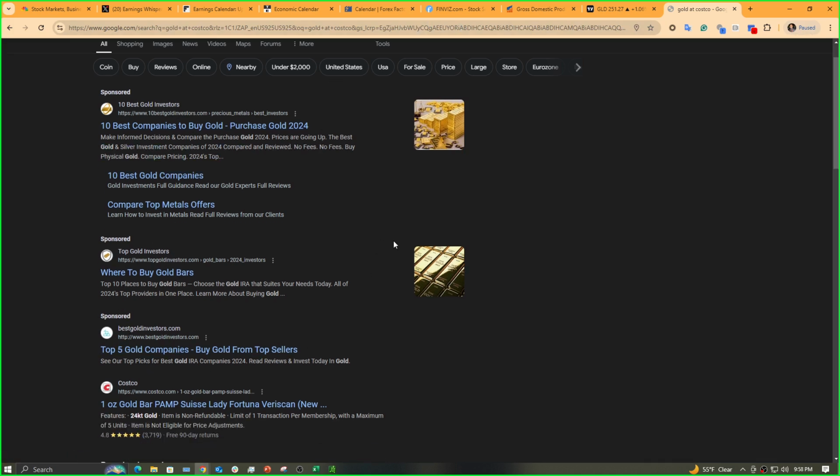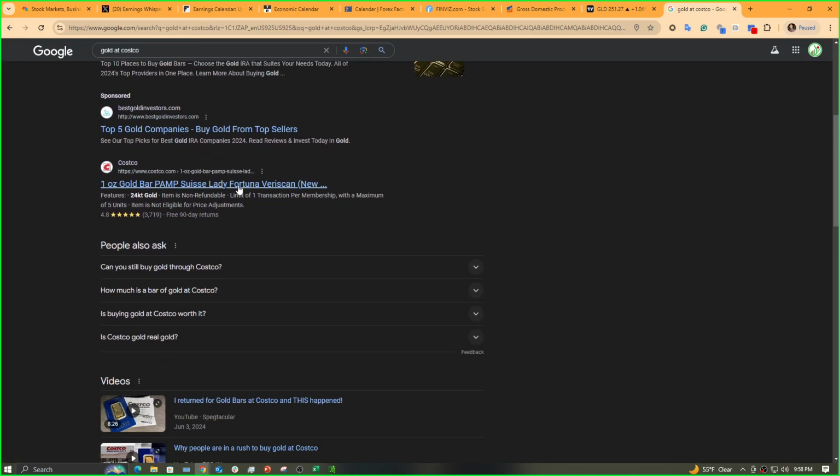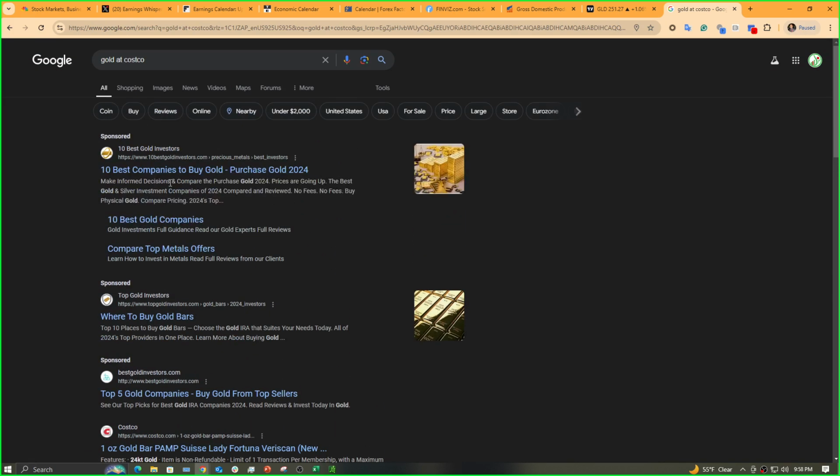Do y'all own any? I'm just curious. Does anybody own gold? I don't own any gold. I just never thought to buy gold. Other than my wife's gold necklace, but I didn't buy it. But do y'all own gold bars? How about that?